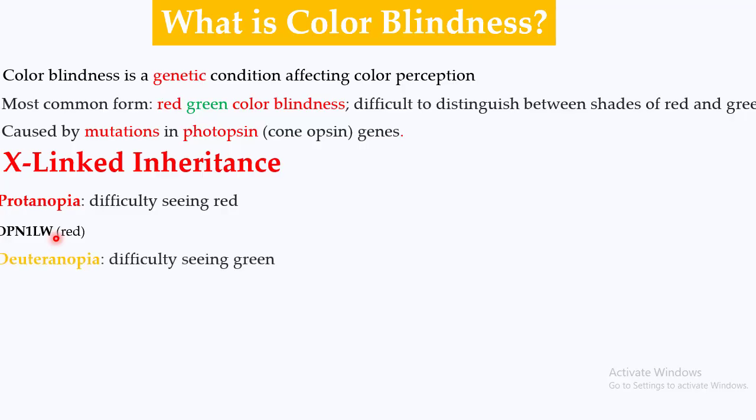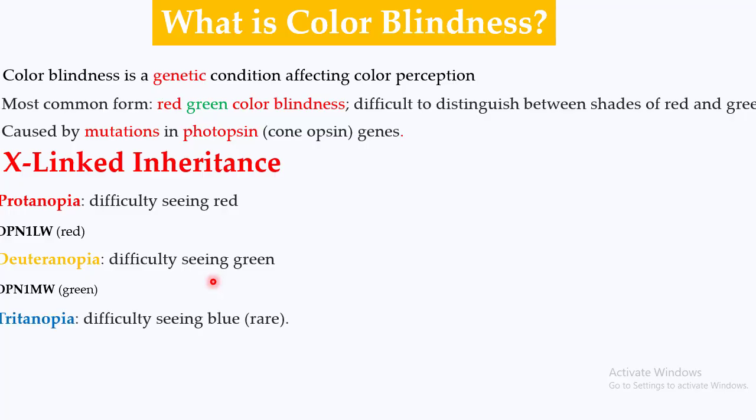Another important condition is known as Deuteranopia, and in this condition, there is difficulty seeing green. As I told you in the last video, the gene that is responsible for sensing the green wavelengths is known as OPN1MW. What that means is that when there are mutations in this gene, there would be difficulty seeing the green wavelength, or the green color, you can say.